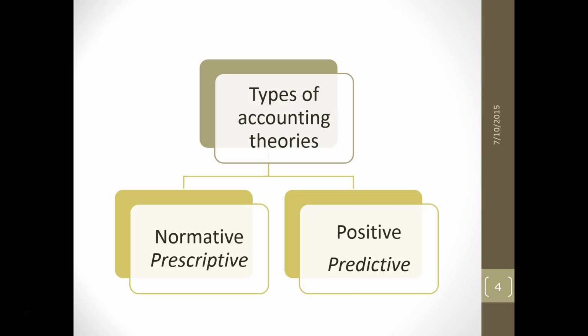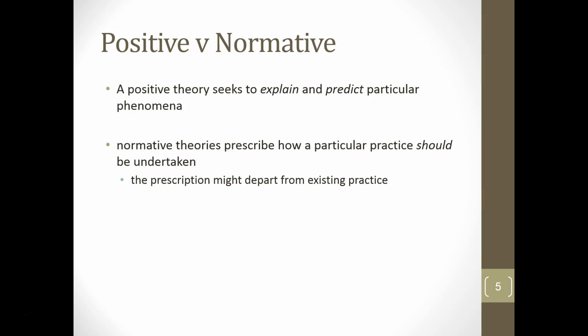So remember, there were two types of accounting theories. We've got the normative theories, which were prescriptive, which told accountants and managers what they should be doing. And they all come from the historical basis. Luca Pacioli, a normative theory, told accountants what they should do. Positive theories, again, tend to predict what we will be doing.